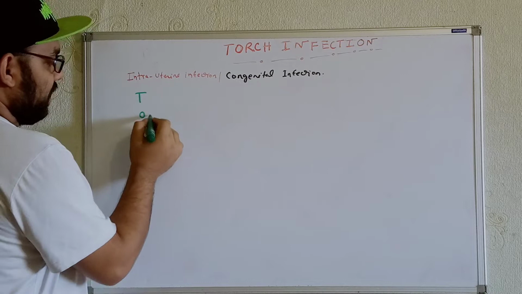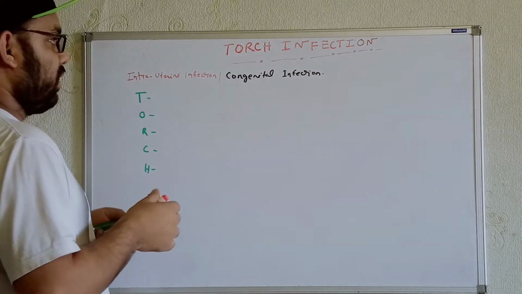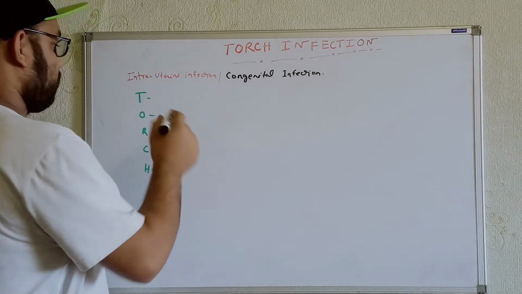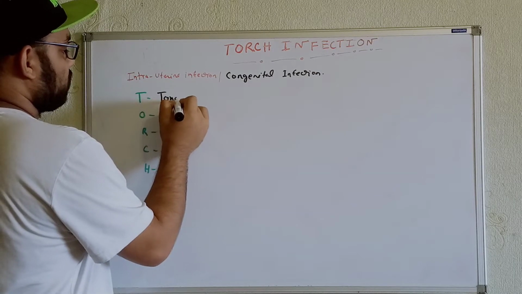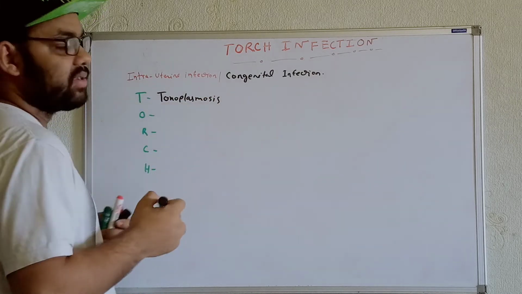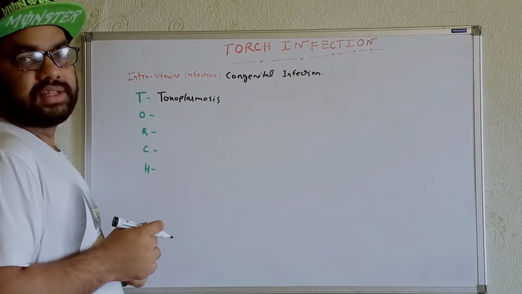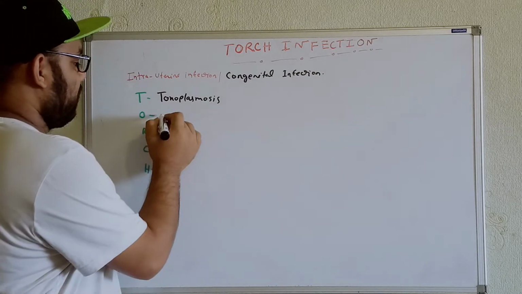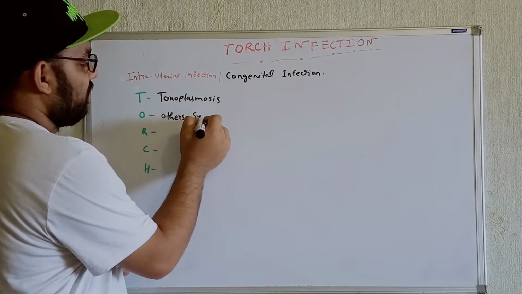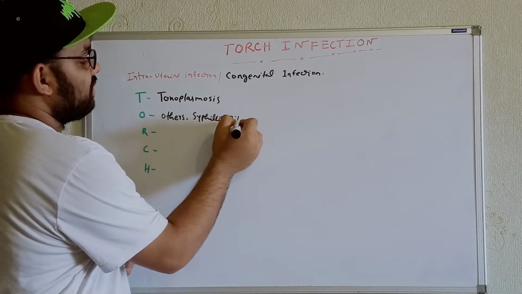Now see, TORCH defines the different kinds of causative agents in these infections. First, the T stands for toxoplasmosis. O stands for others. In terms of the others, the most important ones are syphilis or the Zika virus.